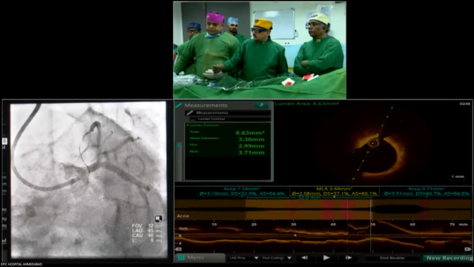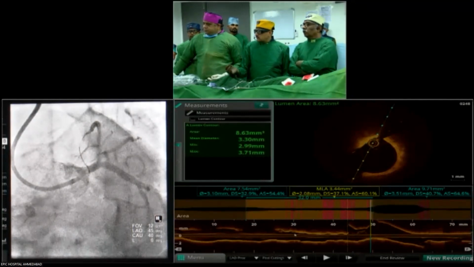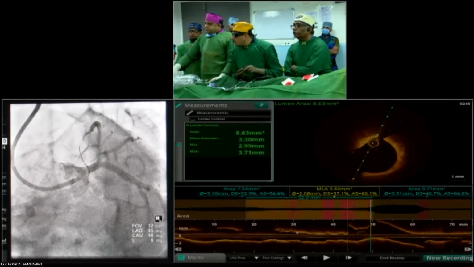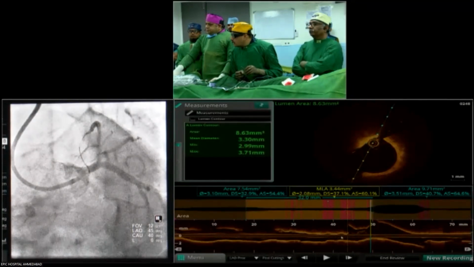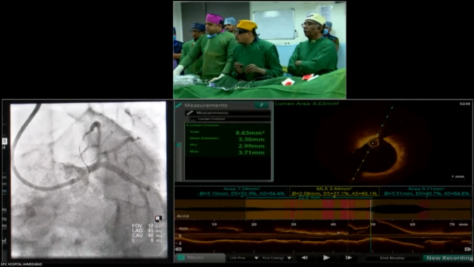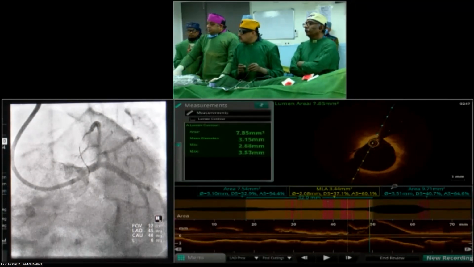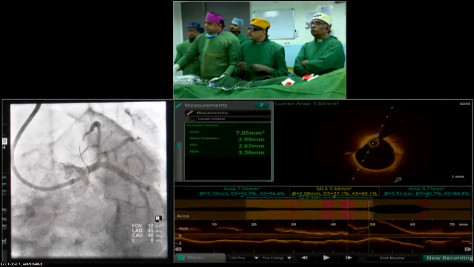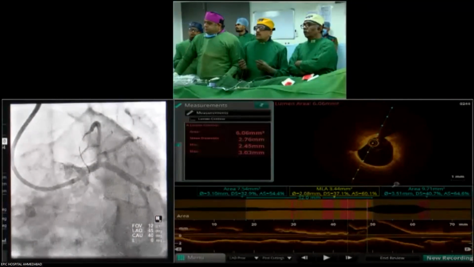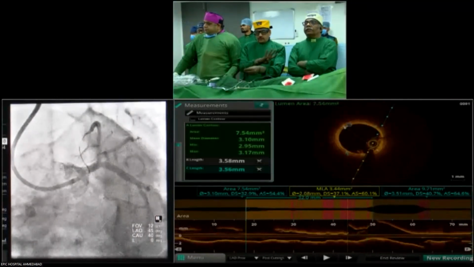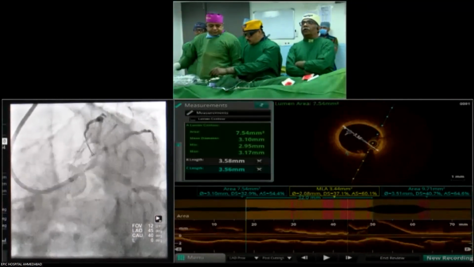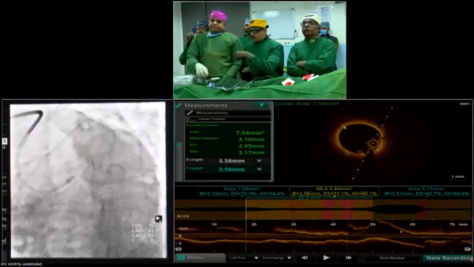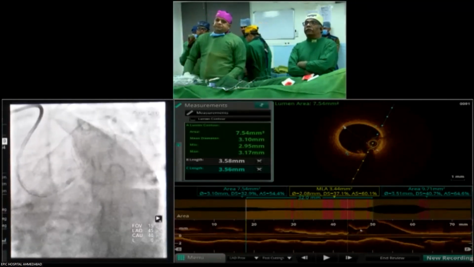Actually, is it the luminal area or what are you talking about? The luminal area is almost 8.6. No, luminal diameter. Luminal diameter is 3.3, 3.4. The vessel will probably be a 4 millimeter vessel because distally it is 3.6. So next, we wired the diagonal with the Runthrough wire.